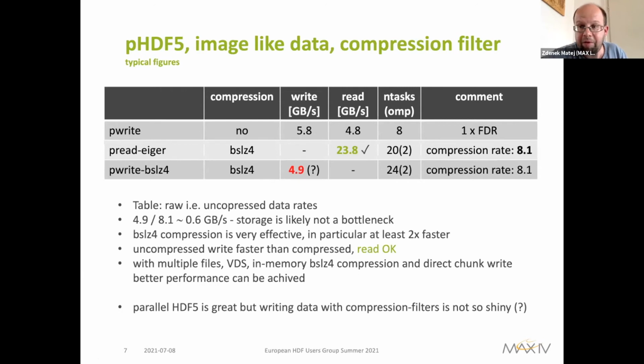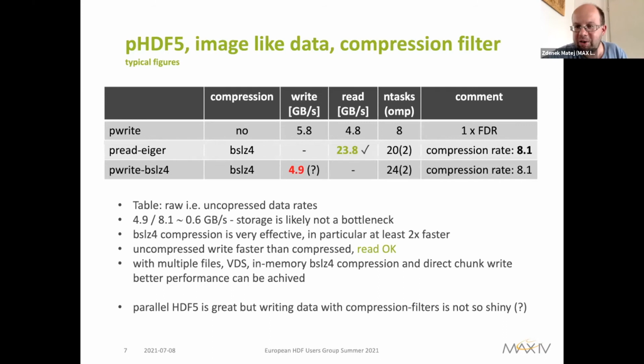From experience, and from the numbers that were shown in the previous presentation, this system should be able to compress much more of the data on CPU in memory, at least 2 times, which was something that I was expecting and also wanted. And I am also convinced that people writing multiple files with virtual datasets, in-memory compression, even on CPU, not on GPU, and with direct chunk write can do more.